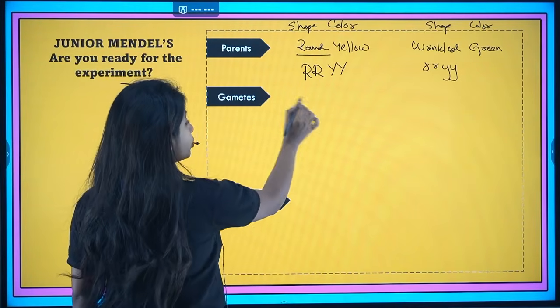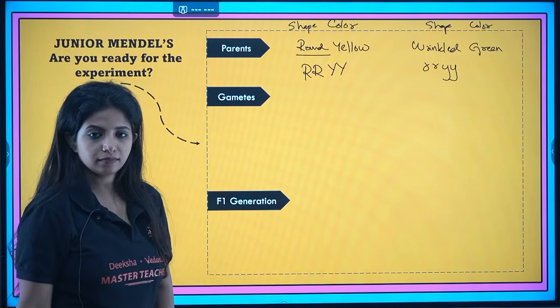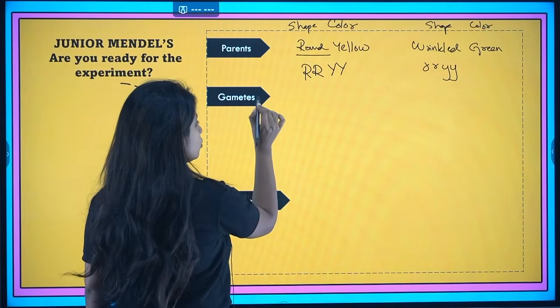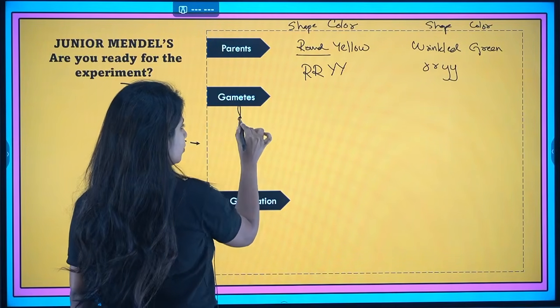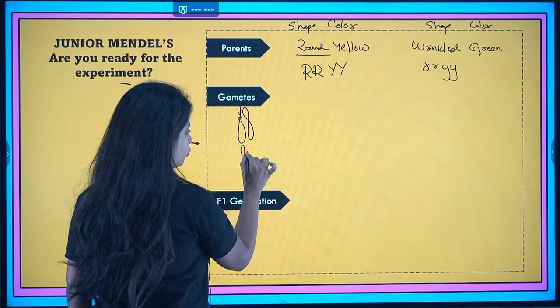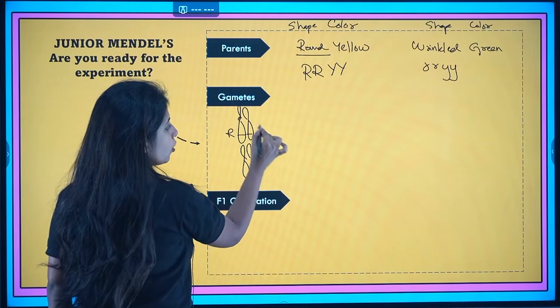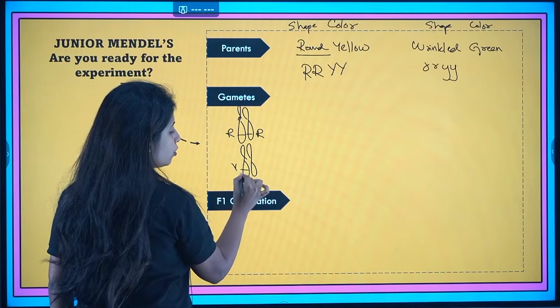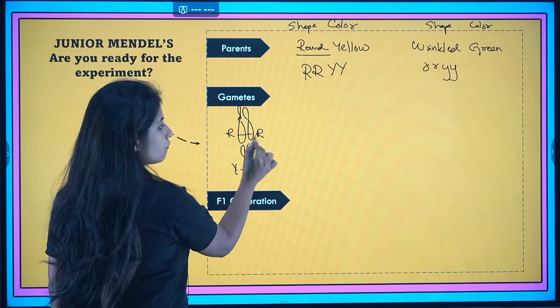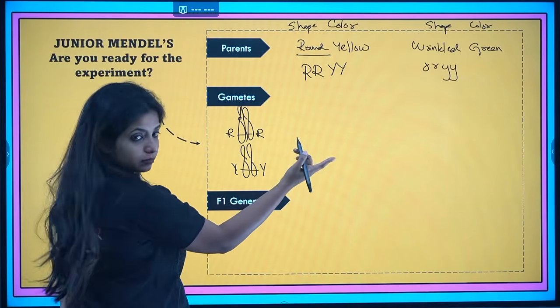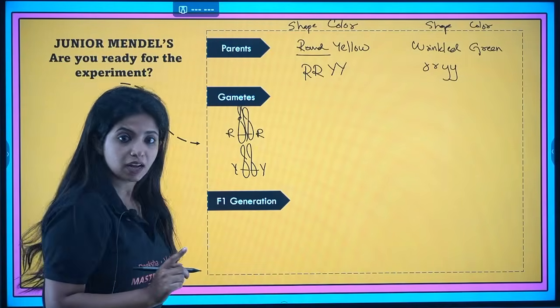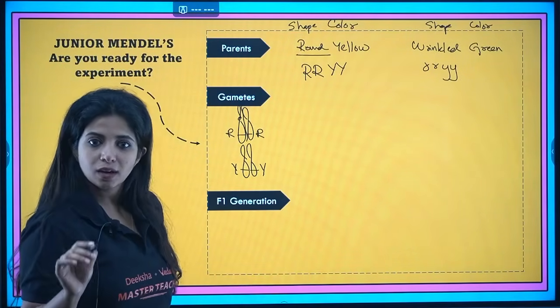Now, how do you form gametes for this? This is difficult for you, so you have to use your imagination over here. Suppose you have a chromosome like this. Here you have the genes for the shape. Here you have the genes for the color. From this pair only one can come, because that is how we studied segregation. Meiosis is going to happen. Only half is going to come.